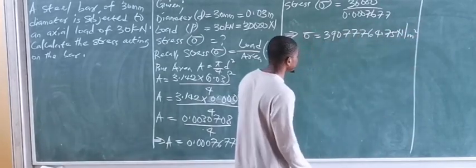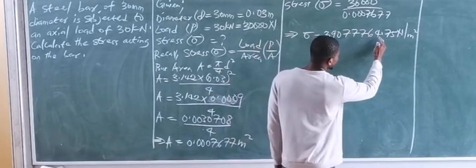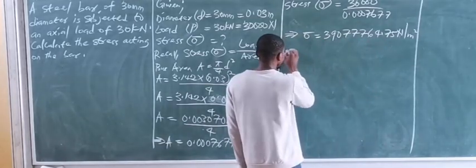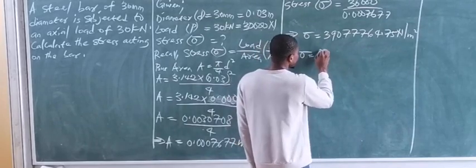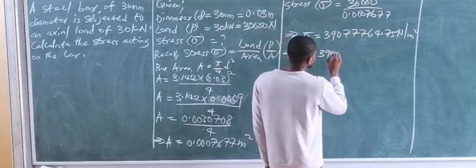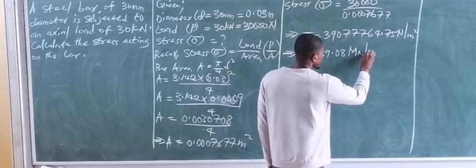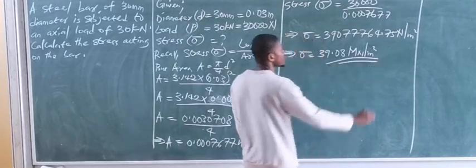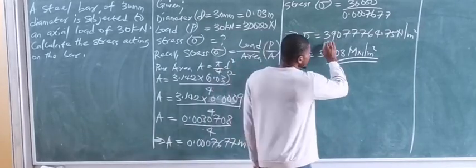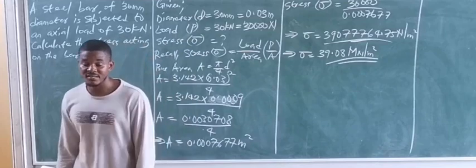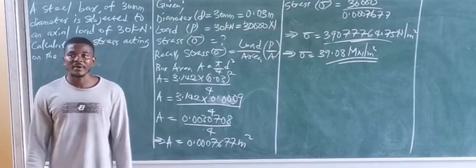So we can simply approximate this. This can also be written as 39.08 mega newtons per meter squared. Okay, you can still approximate this to this, or you can leave your answers in that form. Alright, so that's the stress acting on that value.